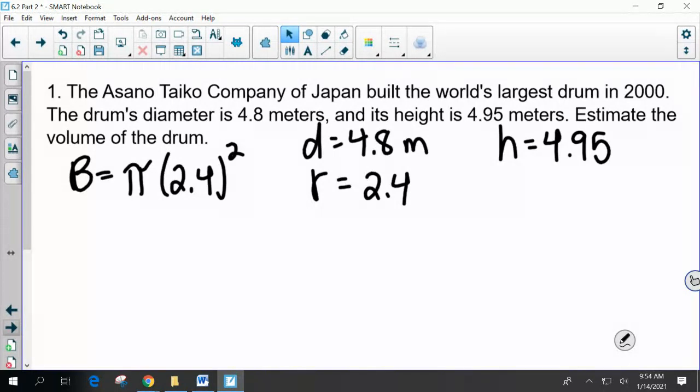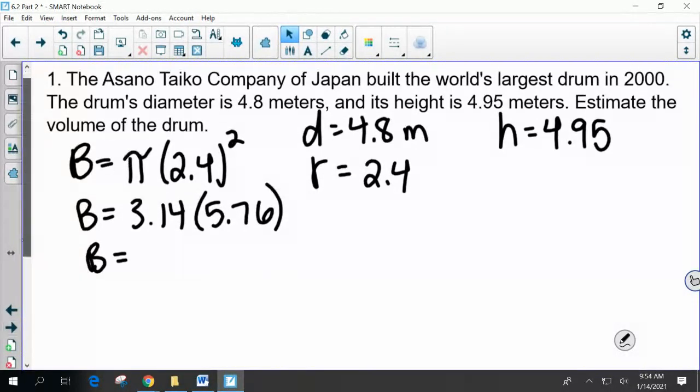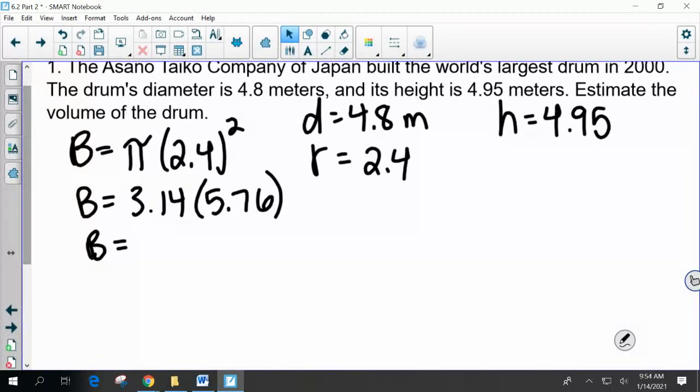5.76. Okay, so now we're going to take 3.14 times 5.76. Is it B still? Yeah. And you get 18.0864. Okay, now what do I do with that number? What have I not used yet? The height. I have to take that times the height.